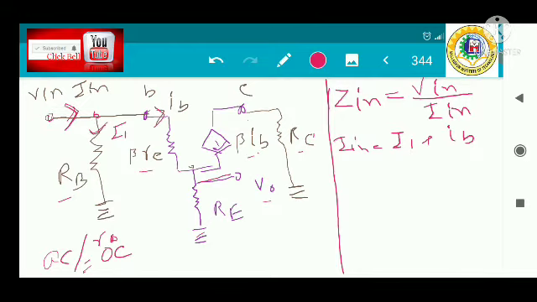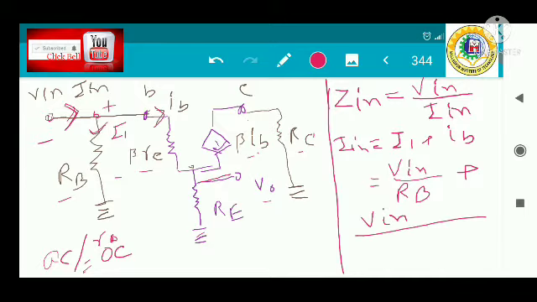Now what do you mean by this I1? I1 is nothing but the voltage across this, sorry, V in, so V in divided by RB. So this I1 is nothing but V in divided by RB plus, what is this IB? I am just going to calculate the IB. First I am writing the equation, beta into RE plus capital RE. So this is the IB.